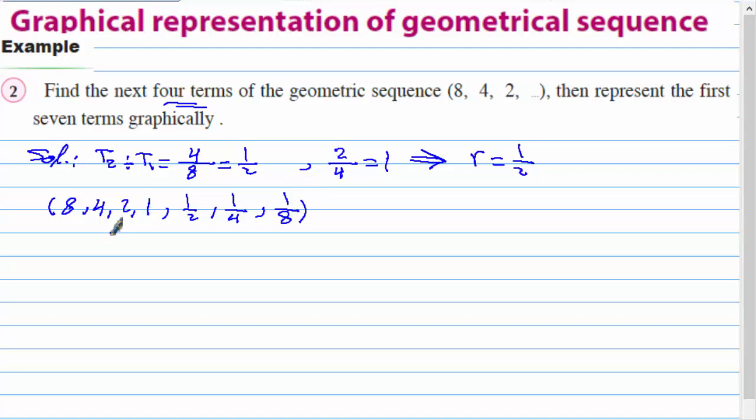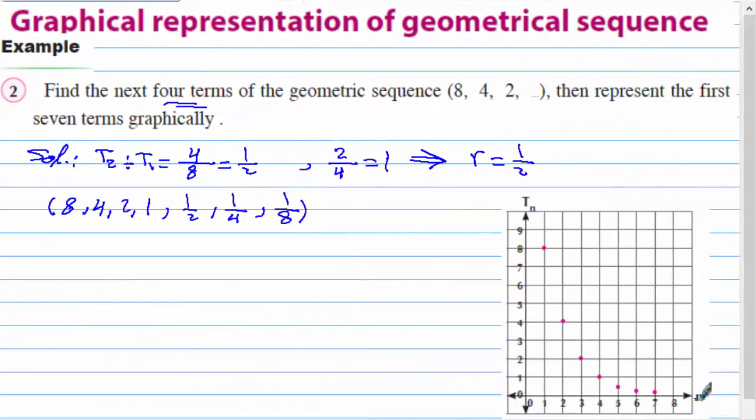Now we want to represent these 7 terms graphically. So we have the graph. In the horizontal axis we have n, and the vertical axis we have Tn. n belongs to positive integers, but we will start from 0. Here we have 0, 1, 2, 3, 4, 5, 6, 7, 8. And for Tn, we write 1, 2, 3, 4, 5, 6, 7, 8, and so on.